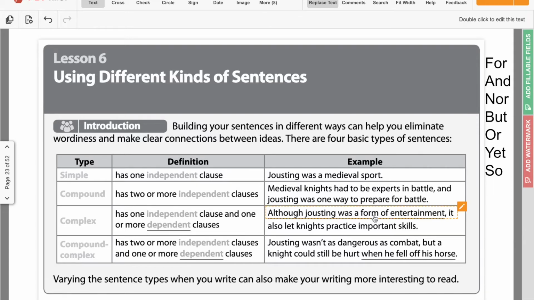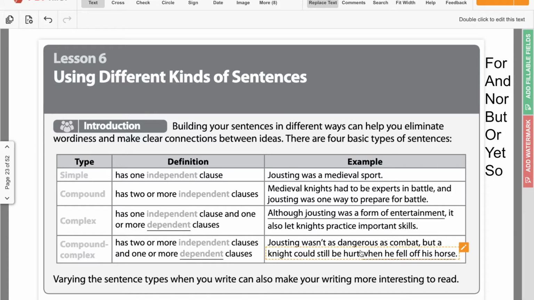So then it also lets knights practice important skills. That's an independent clause because it makes sense on its own. If we said jousting also lets knights practice important skills, that makes sense on its own. It's an independent clause. Usually when we separate that independent and dependent clause, there's going to be a comma there, which will help us separate the 2 and differentiate between them.